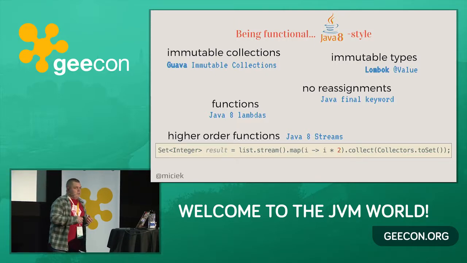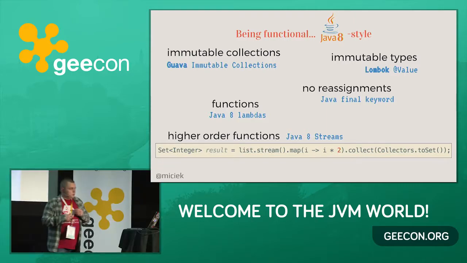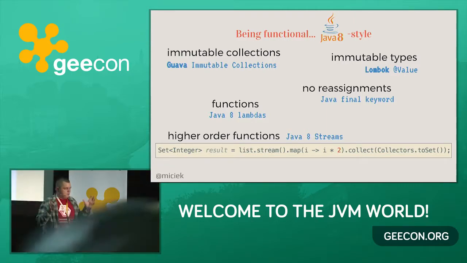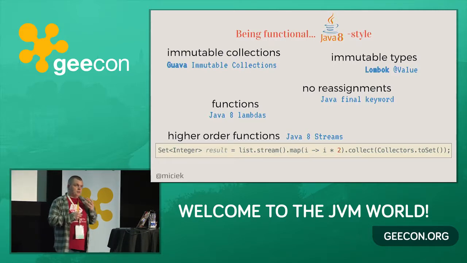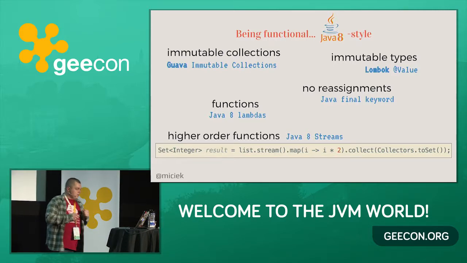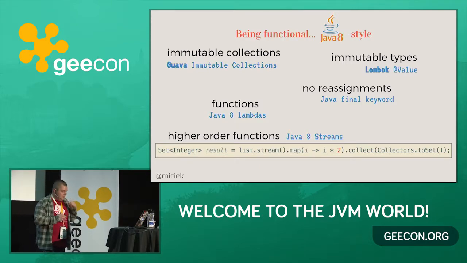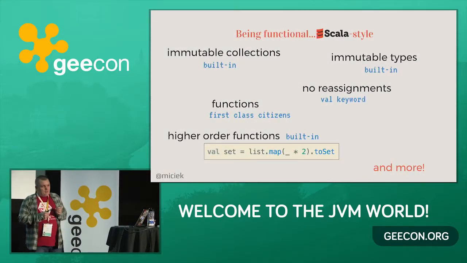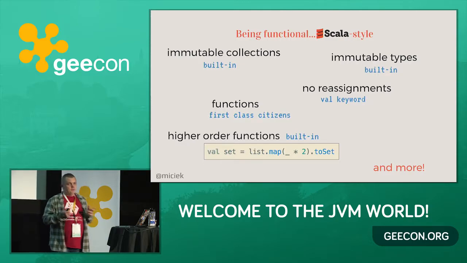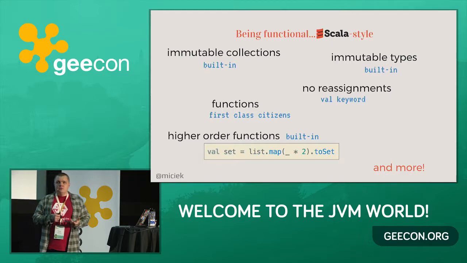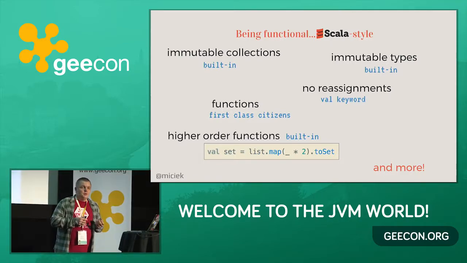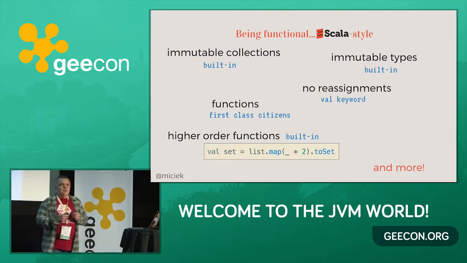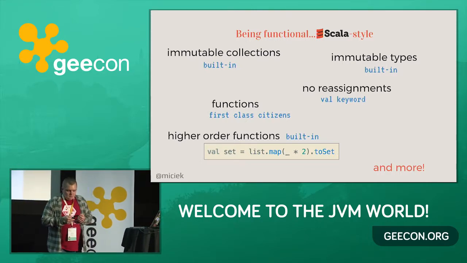We still have to deal with things like very verbose streams. And this is the real problem. So, for example, in order to have immutable collections, we need Guava or something like that. The same thing cannot be said about Scala. In Scala, everything is built into the language. So for example, we can create immutable types using a very nice, concise case class. And the immutable collections are built into the language. Higher order functions are all over the place. And so it's much easier to program like that.